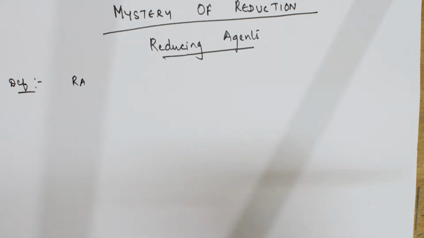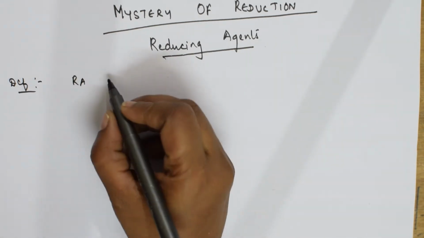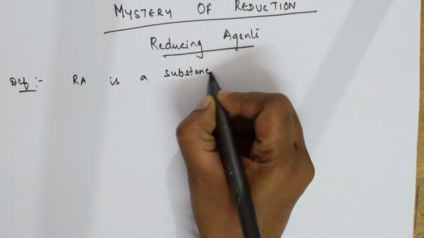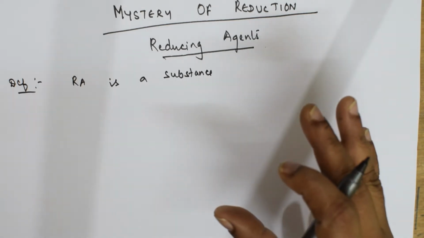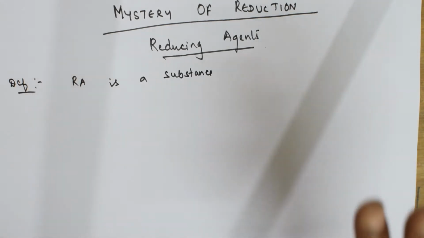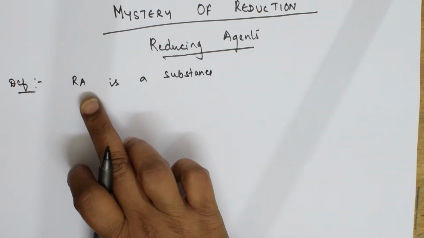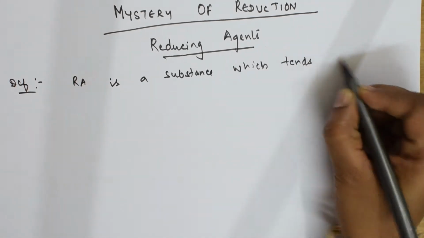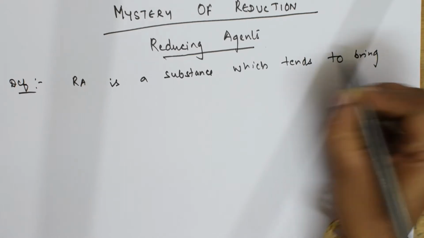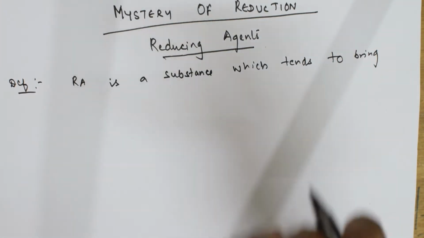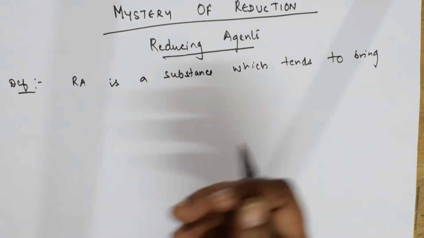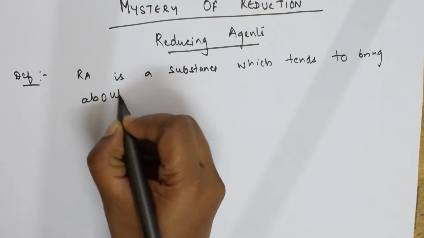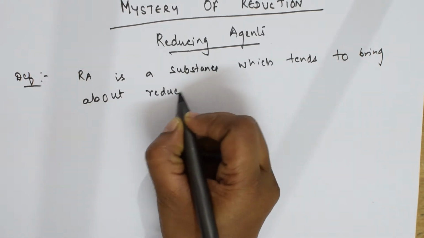It's a substance or a chemical species. What does it do when it is present in a reaction? It is a substance which tends to bring about a reduction process. What is its role, what is its job? Every reagent has a job, isn't it? So a reducing agent is a substance which tends to bring about reduction. Now what is reduction?